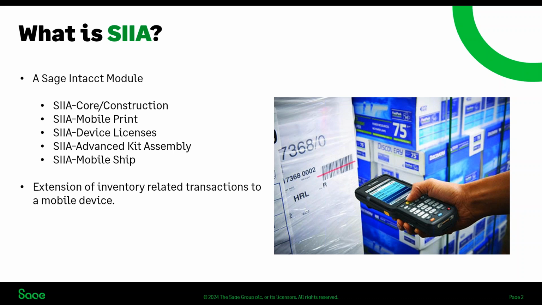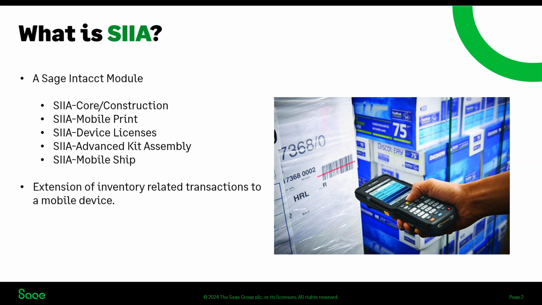There are multiple components to this. There is a core or a base module or a construction track. There is printing, which is barcode printing. The way it's licensed is by device. There's advanced kit assembly, which deals with bill of materials and standard kits. And then there's a mobile ship component. What I'm going to do is hit on each one of these here today, and as I mentioned, show you guys a demonstration as well.